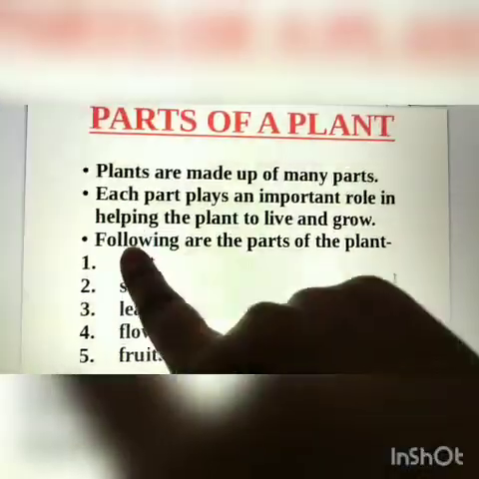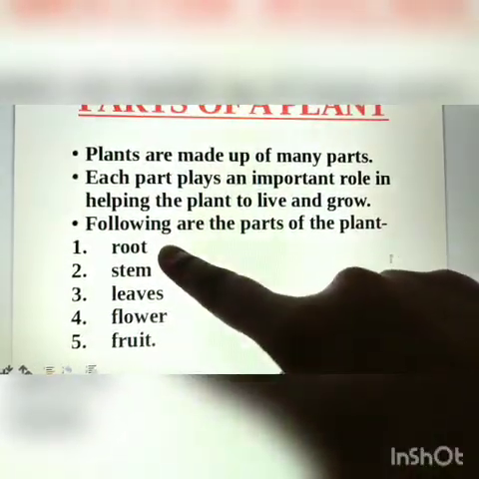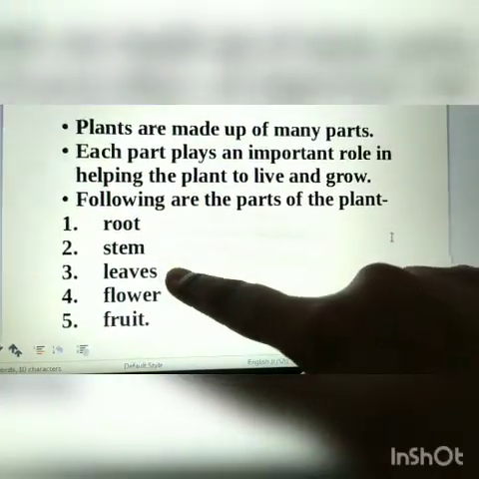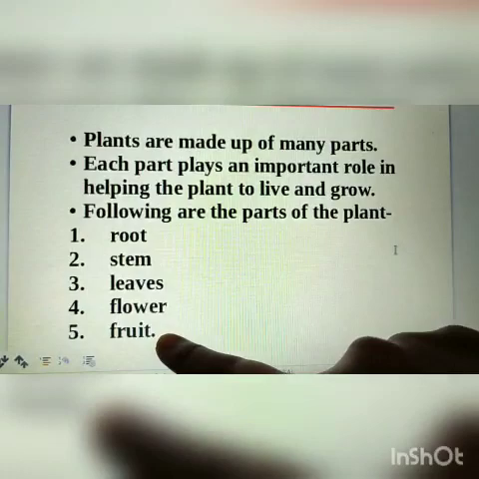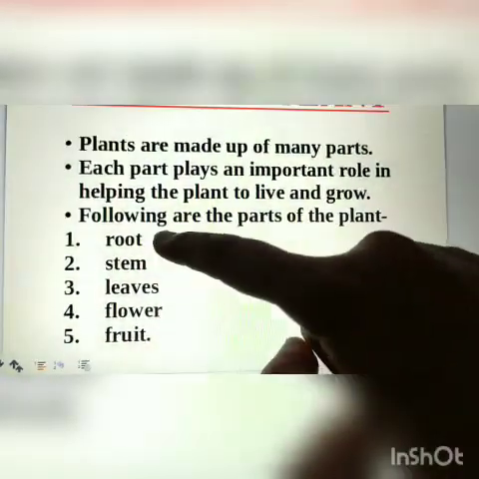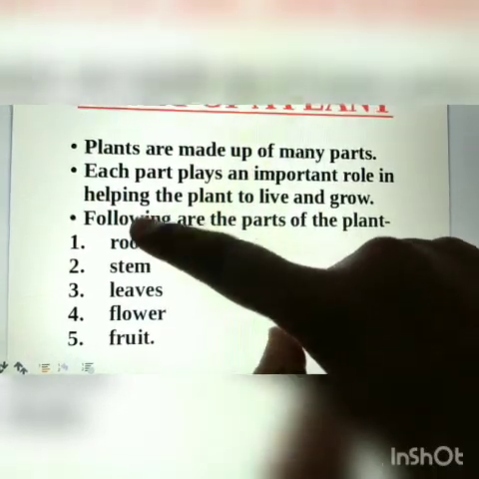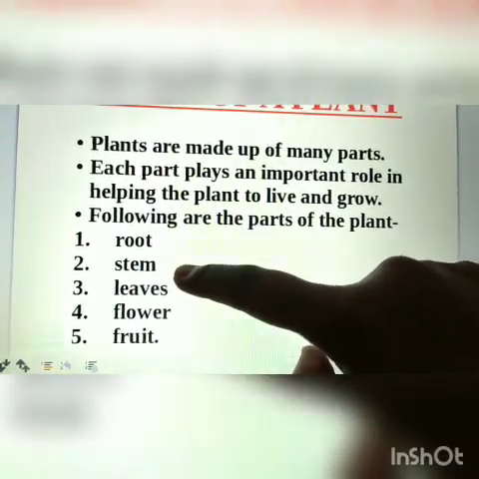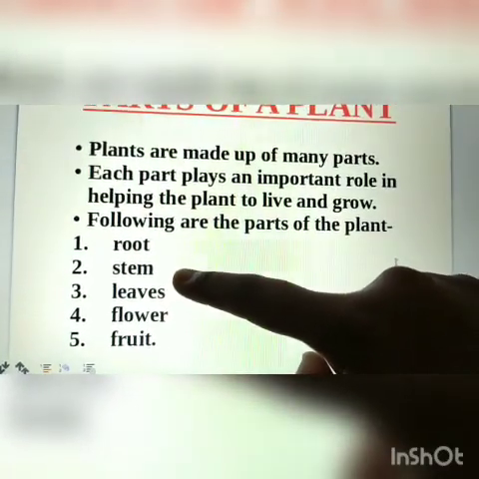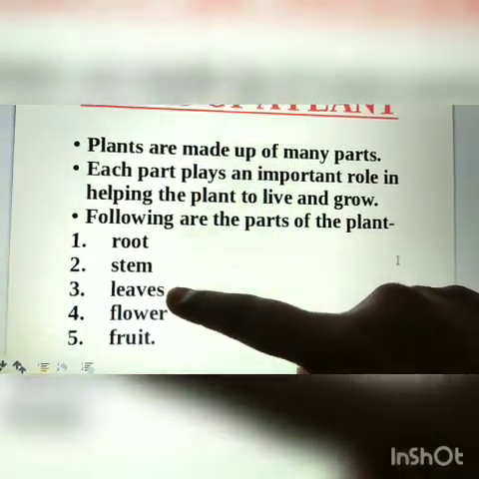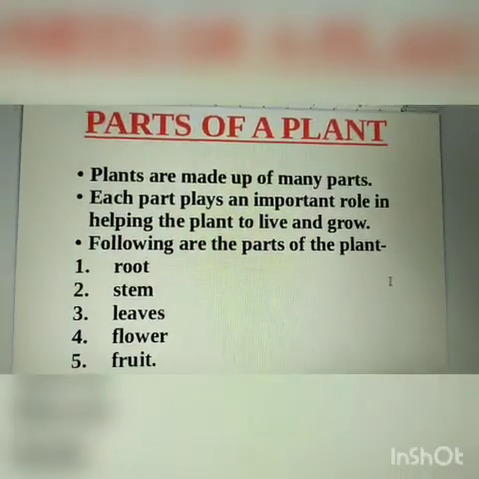Okay, so following are the parts of the plant: root, stem, leaves, flower, fruit. We have studied about root, types of root and its function, stem, types of stem and its function in the previous videos. Now we are going to study about the leaves, its structure and its function. Okay?